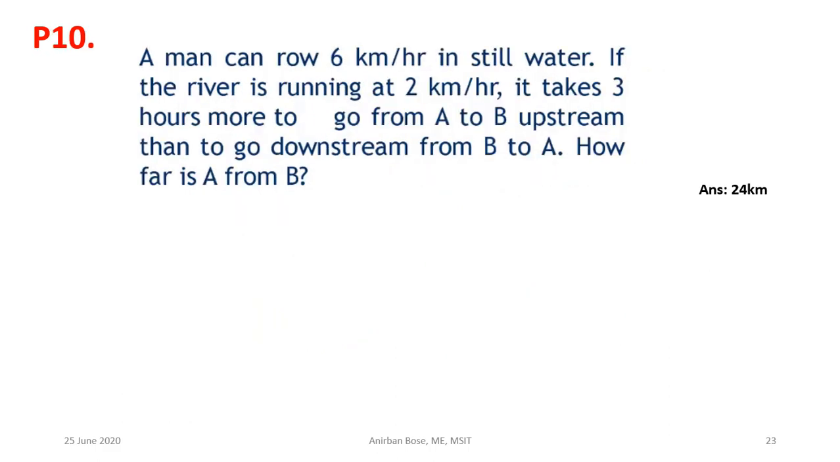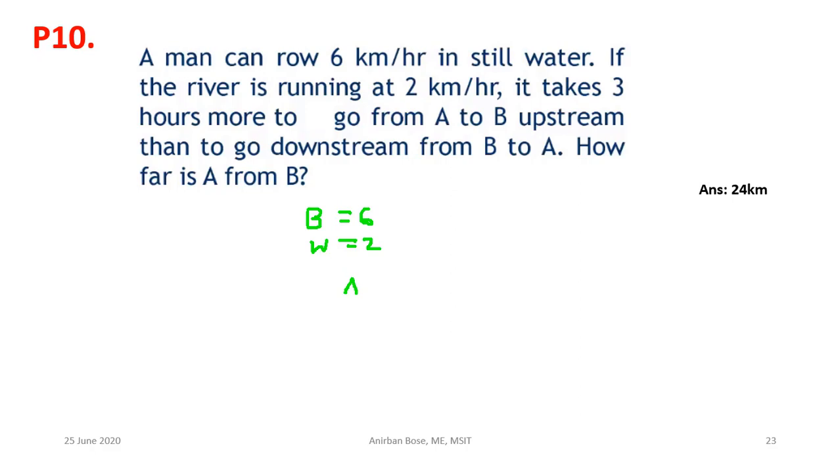Now coming to this problem. A man can row 6 km per hour in still water. That means B is given as 6. And if the river is running 2 km per hour, that means W is also given as 2. It takes 3 hours more to go from A to B upstream than to go downstream from B to A. So we do not know the distance.